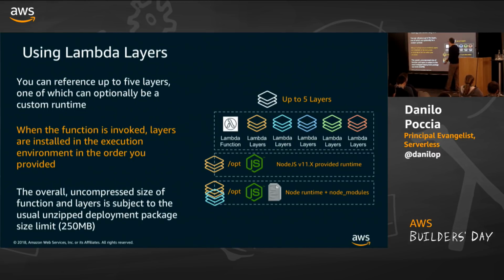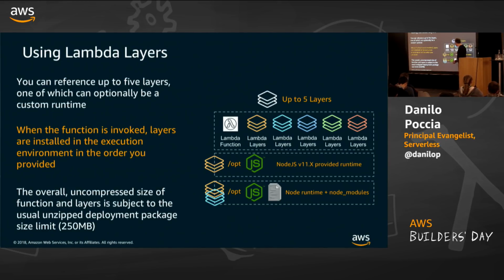When the function is invoked, the layers are installed when we create the sandbox in the execution environment. What we do is unzip all the layers under /opt. The order of the unzip is the order of the layers. So when you configure layers, order is important. It's an ordered list of layers, and in that order, we will unzip inside the /opt.